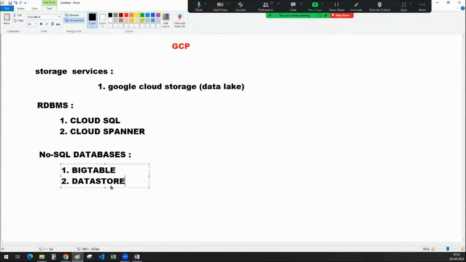One is Google Cloud Storage, one more is Cloud SQL, Cloud Spanner, and the third one is Bigtable and Datastore. So these are the Google Cloud Storage and database services.